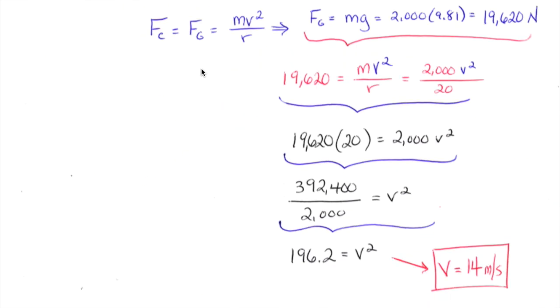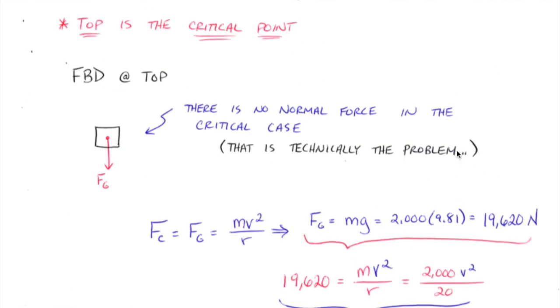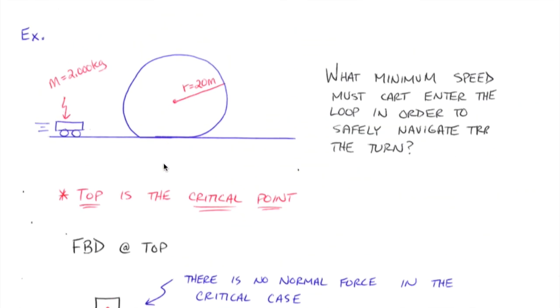So what that means is if I enter this loop at 14 meters per second, or higher, I should be fine. It'll be a little bit scary. It'll almost feel like I'm about to fall off, but I should make it. If I enter at less than 14 meters per second, I'm either going to get to the top and fall, or I'm not going to have enough speed to get up and I'm going to fall back down.